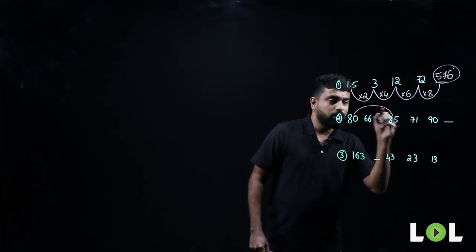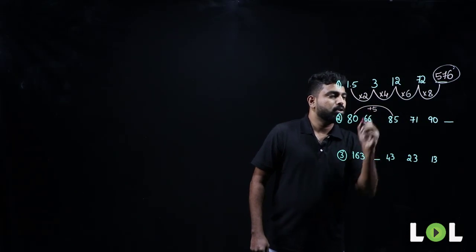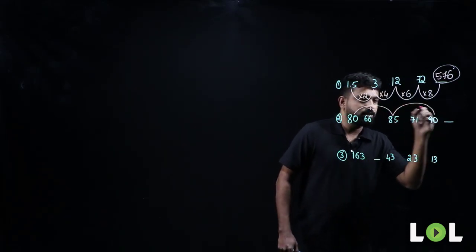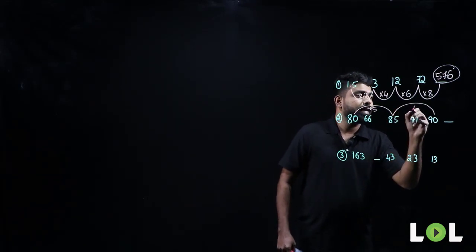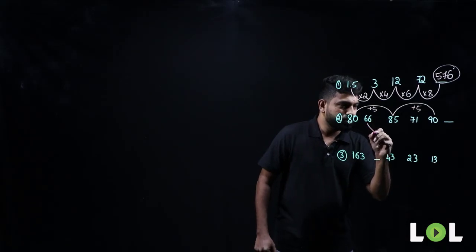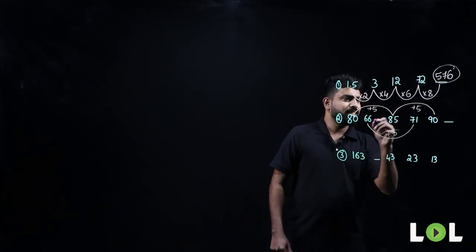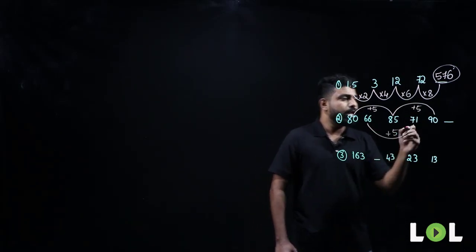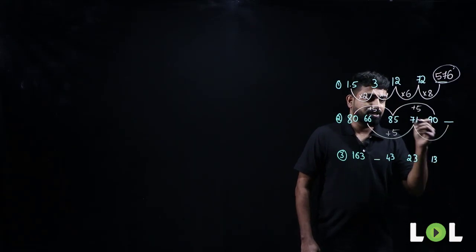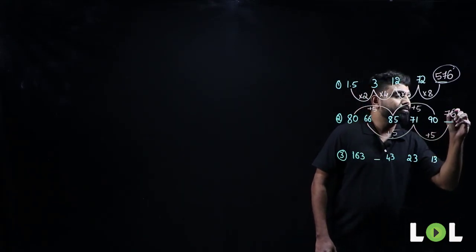Let me go directly to the third term. 80 to 85. What's happening here? Plus 5. So next 85, let me skip one term and go to the next term. It is 90. So 85 plus 5 is 90. Yes. So let me check for this as well. So 66 to 71. What should I add? I should add plus 5. So 66 plus 5 is 71. So let me again add 5 to this. So I arrive at my final answer. So what is 71 plus 5? It is 76. And that's my final answer.